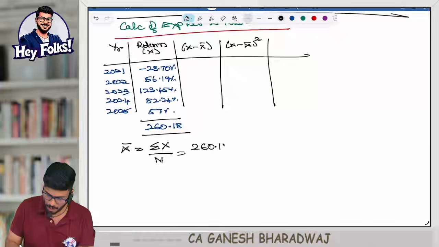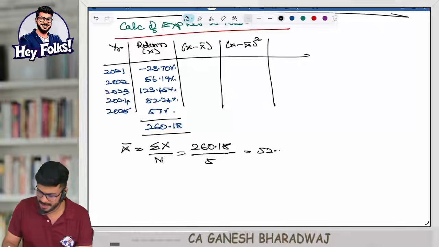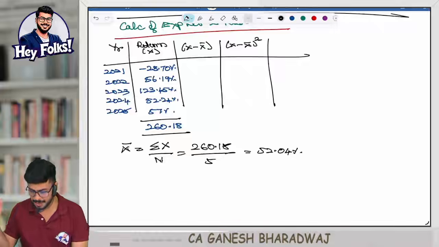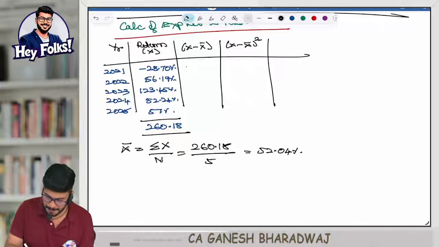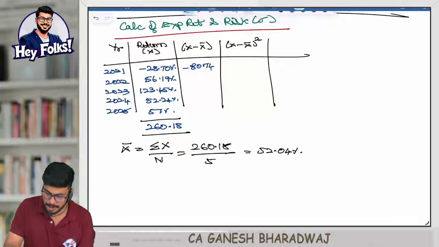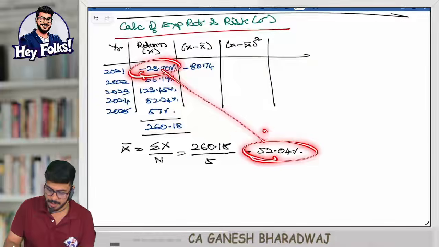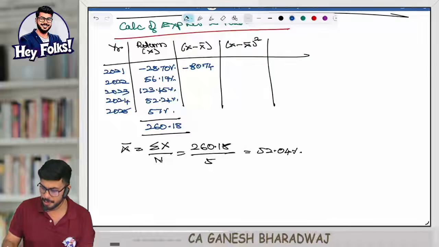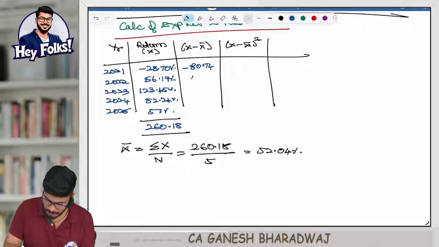It's going to be 260.18 upon 5. And how much is that? It's going to be 52.036. Okay, round it off to 52.04%. Is that clear? Now what will you do? Come on, guys. Calculators. Come on, use it. Minus 28.7 minus 52.04. How much do you get? Minus 80.74. Guys, this is not a positive figure. Minus and another minus, so literally the sum total of this will be minus. Is that clear? Next one. 56.19 minus 52.04. How much is it? Come on. 4.15%. Correct?